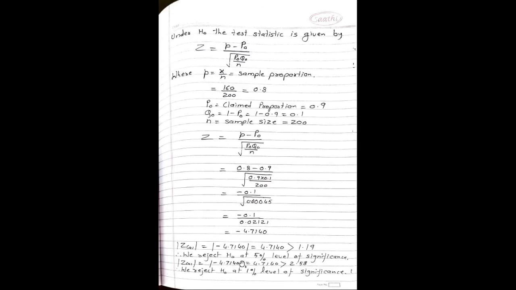Therefore, we reject H naught at 5% level of significance. Mod Z calculated is equal to minus 4.7140, which is equal to 4.7140, which is greater than 2.58. So we reject H naught at 1% level of significance. So conclusion: a specific drug may not be effective in 90% cases relieving allergy for a period of 8 hours.